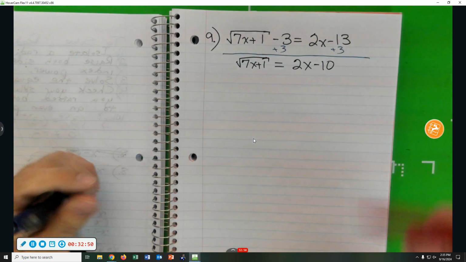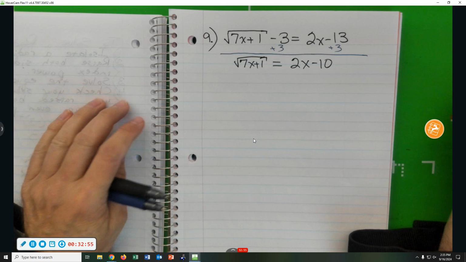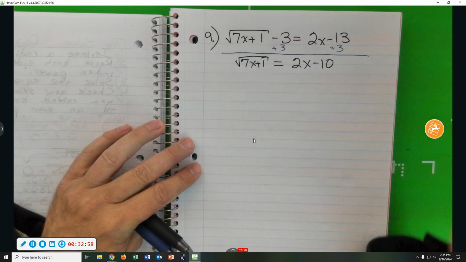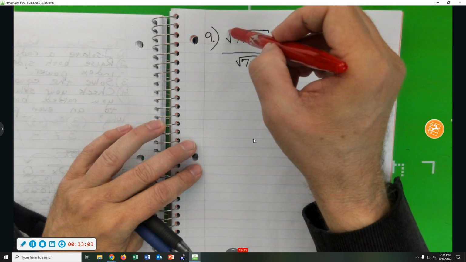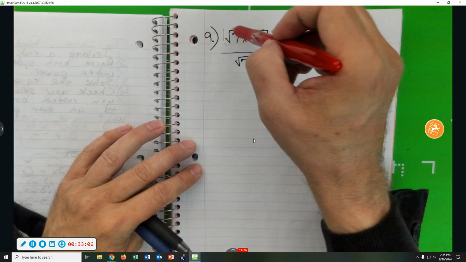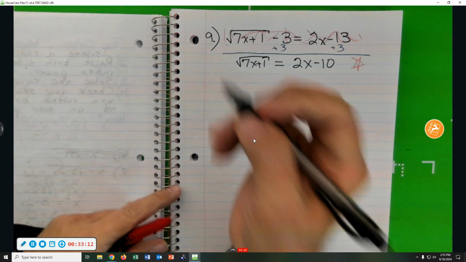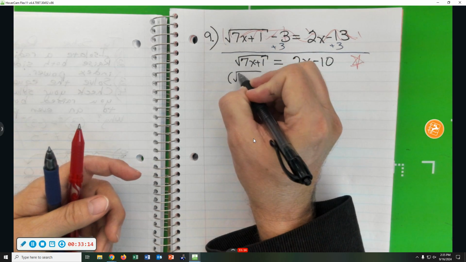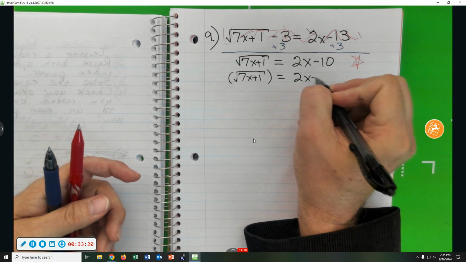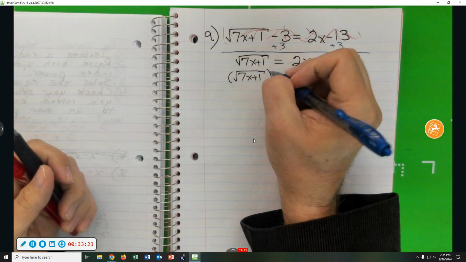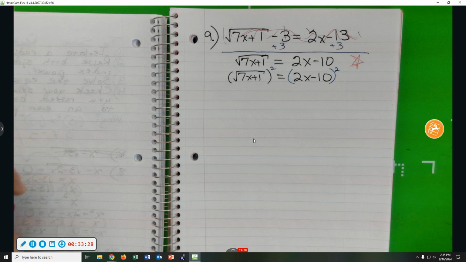And this is the format. Well, let me ask you something. What power are we going to raise to both sides? Square, it's another even number, so we're going to have to check our solutions. Here's the format that I'll use to check. When it comes to checking, I don't go back to that original problem. So we're going to square both sides.